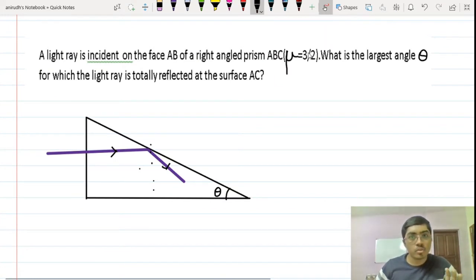So friends, this is a good question. A light ray is incident on the face AB. So this is the AB, fine, and this is C. This was also given in the question. And the refractive index of the material of the prism is 3/2.